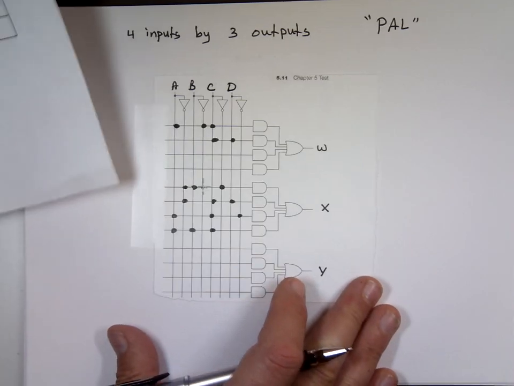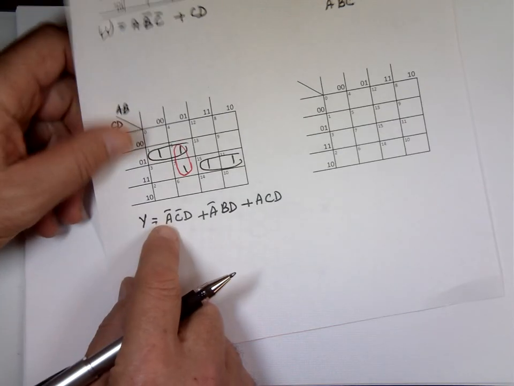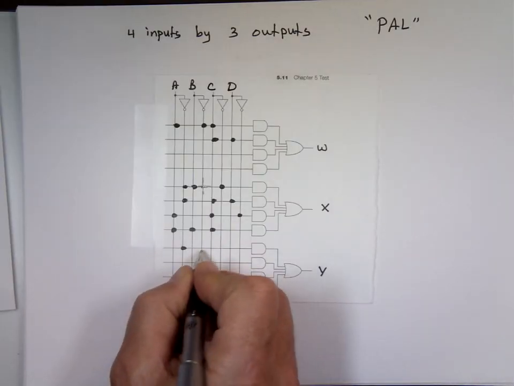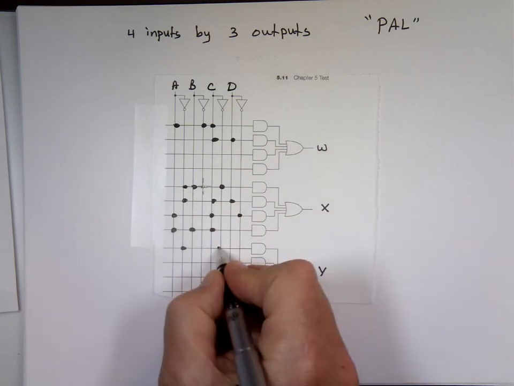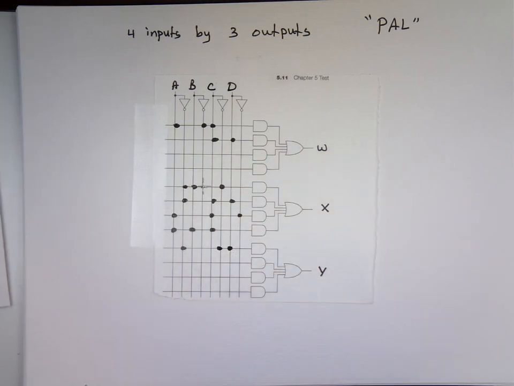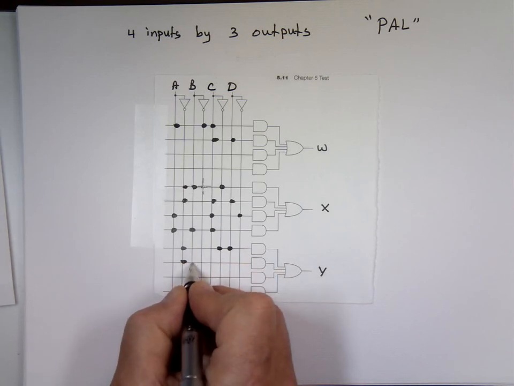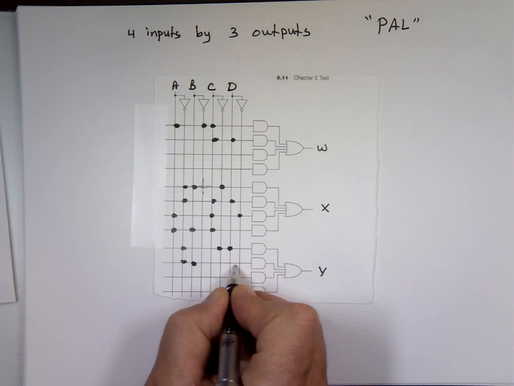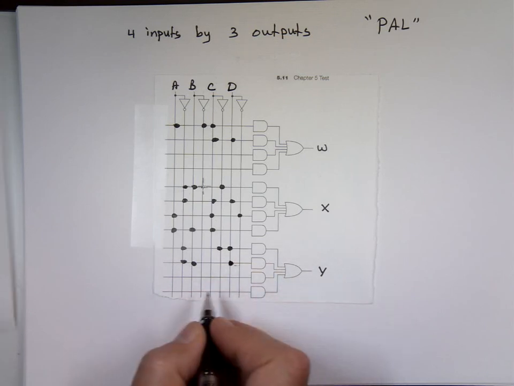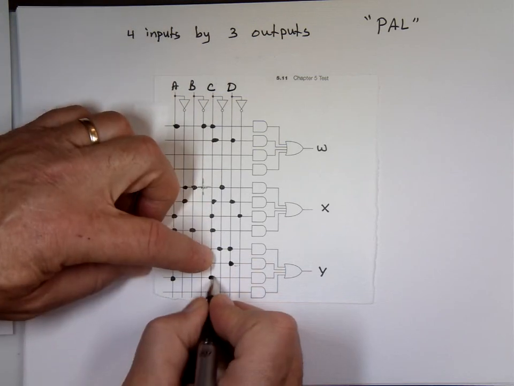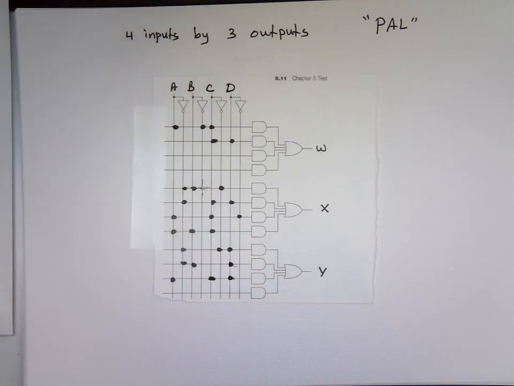To get Y now, I have three AND gates. I'm only going to use three of them. The first one, A bar, C bar, D. A bar, B, and D. And the last one, A, C, D. I'm not using the bottom one. I don't care what we do to it. You can make it all zeros.